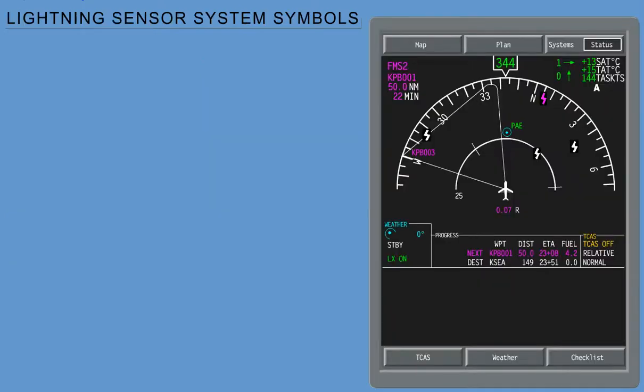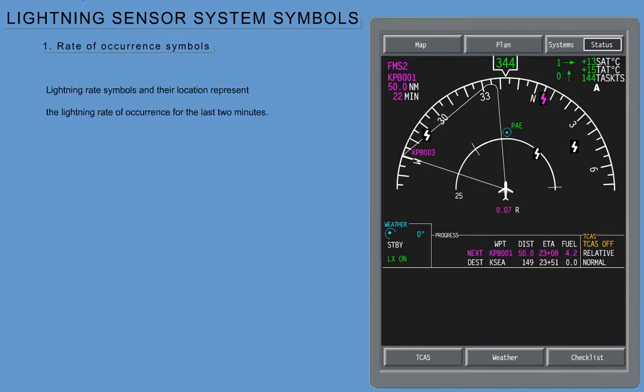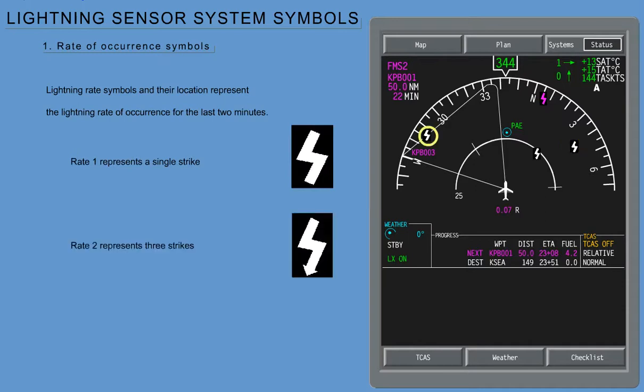Lightning Sensor System Symbols. 1. Rate of occurrence symbols. Lightning rate symbols and their location represent the lightning rate of occurrence for the last 2 minutes. Rate 1 represents a single strike. Rate 2 represents 3 strikes. Rate 3 represents 6 or more lightning strikes.